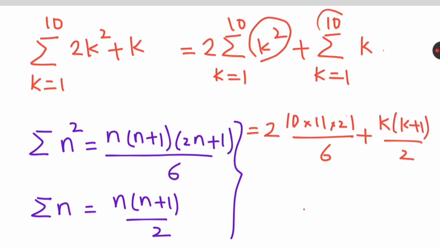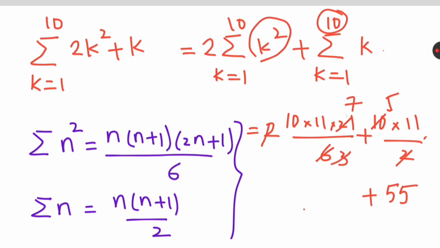We are taking up to 10, that's why you need to take k as 10. So k is 10, and 10 plus 1 is nothing but 11. After cancelling, we are going to get 55. And here 3 7s are 21. So here we are going to get 11 times 7 is 77, 77 times 10 is 770. So after adding, we are going to get 825. So using formulas, we can find it like this. Otherwise, we can do it directly.